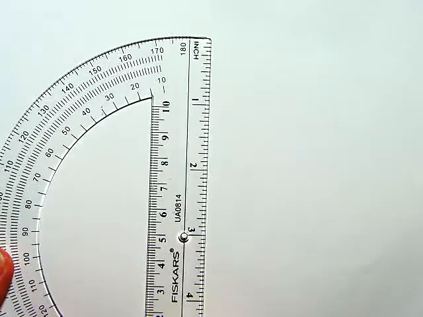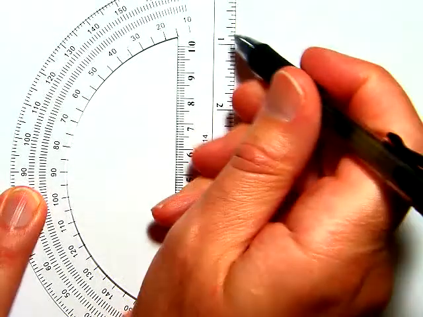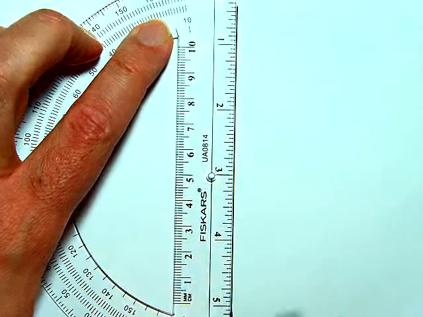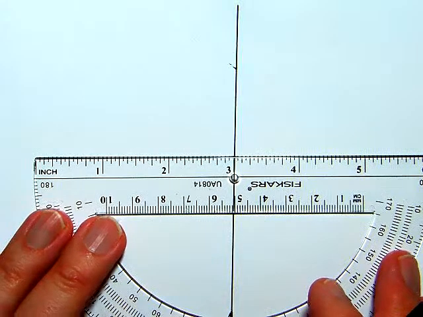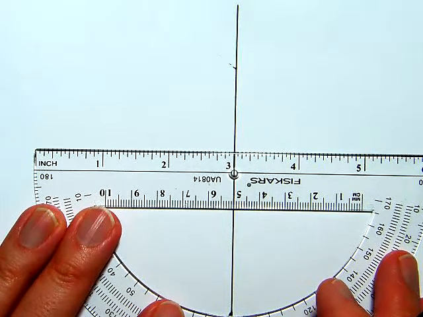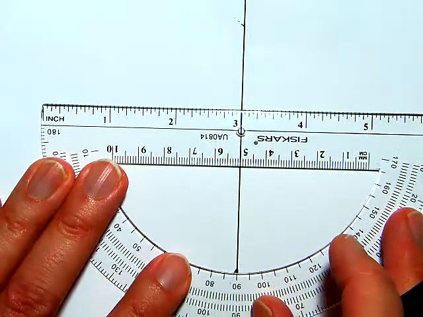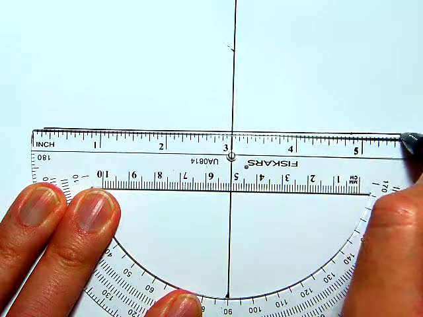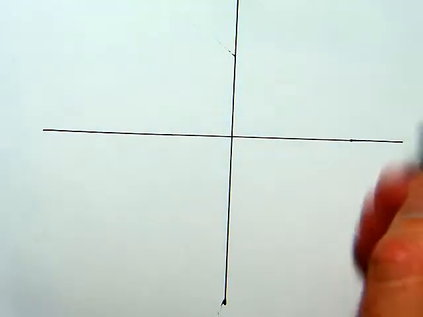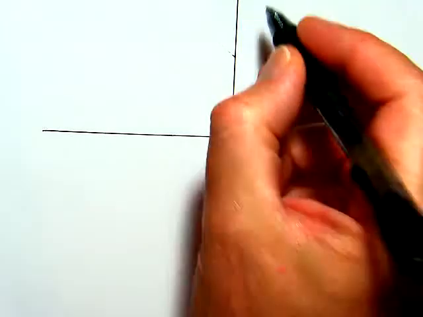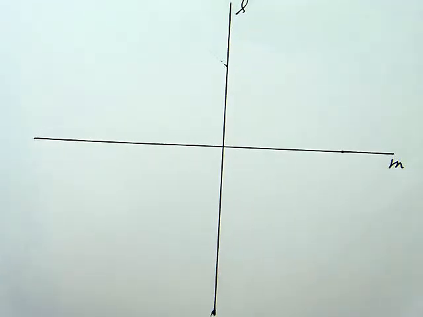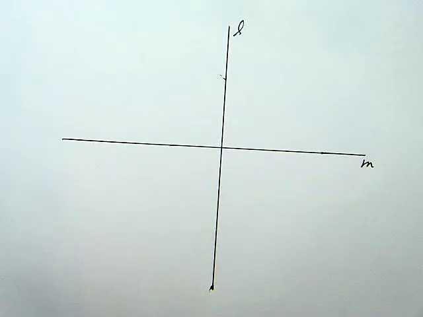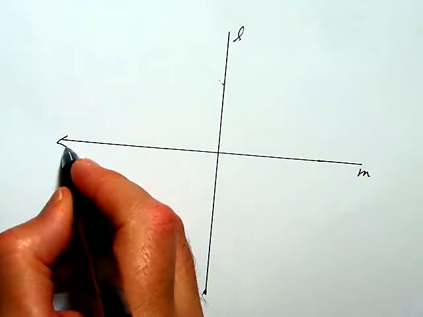So let's do a bit of a review before we actually start Lesson 9. Let's start by drawing two perpendicular lines. I could use my protractor to make them exactly perpendicular by lining it up with 90 here. Let us label this line M and this line L. Notice again we're using little script letters, which is the convention for labeling a line. Right in our arrows.